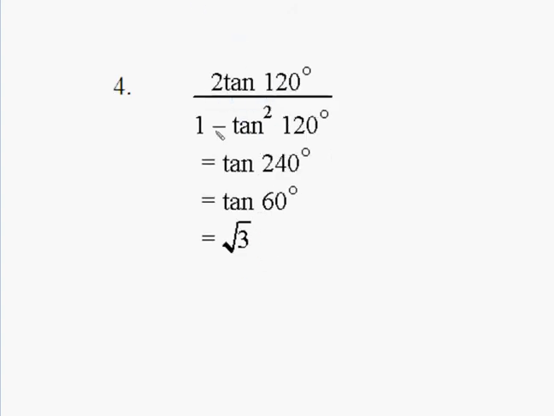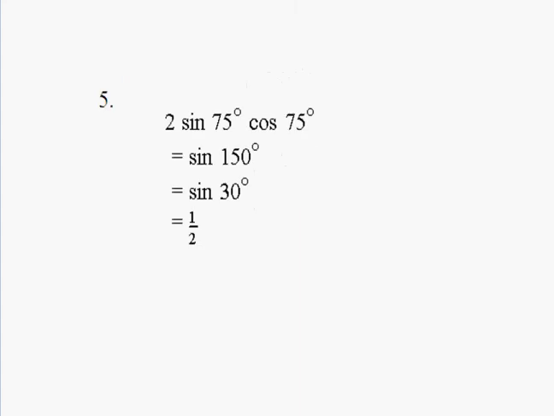2 tan 120 over 1 minus tan squared 120 gives us tan of 240. Now remember, 240 is in the third quadrant, so that would be the same as tan of 60, which would be root 3. So they're going to be exactly the same because tan's positive in the third quadrant.